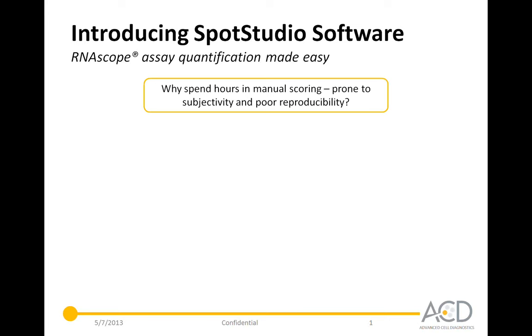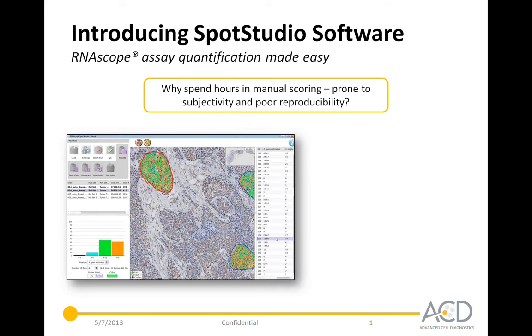So the question really is, how do you quantify manually? How many hours do you spend manually, and how subjective and how reproducible is that? And at the end, this software was brought to life in cooperation of Definium and Advanced Cell Diagnostics to fill this gap, this quantification gap, for customers of the RNAscope assay.